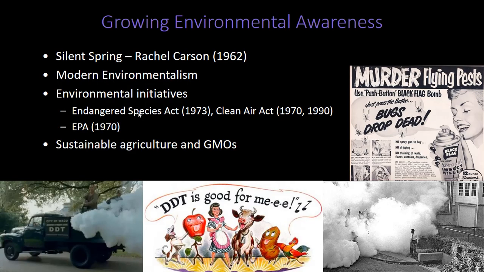So, a couple other things regarding environment. We've seen a huge growing environmental awareness in the United States. The modern environmentalist movement actually happened in the 1970s, but it is believed to have stemmed from a book published in 1962 by a woman named Rachel Carson. The book was called Silent Spring. I don't know if anybody's read it. If you haven't, I highly recommend it. It's actually a really good book.